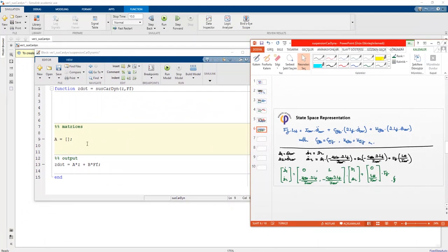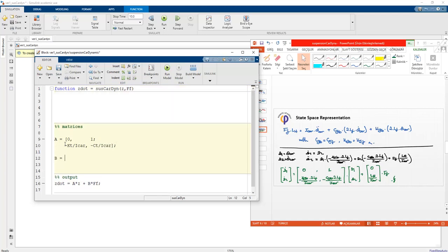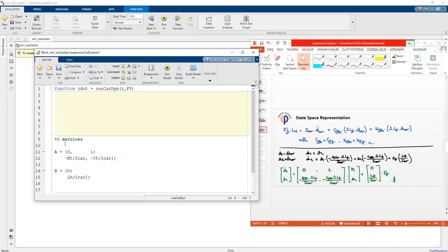Look at this, the equation of motion, and so 0, 1, and so in the second place kt can be obtained by using the minus kt terms divided by I car, okay? And so minus ct is a collective term, and so the I car should be written in here. And so in the B matrices 0 comes with LH divided by I car value, okay? And so we need to define the kt, ct, and other constants in our matrices, okay?